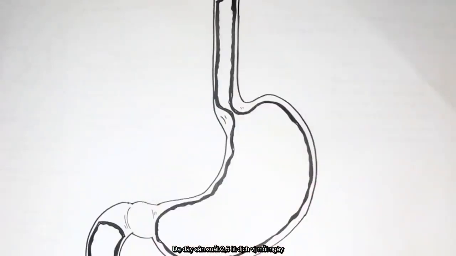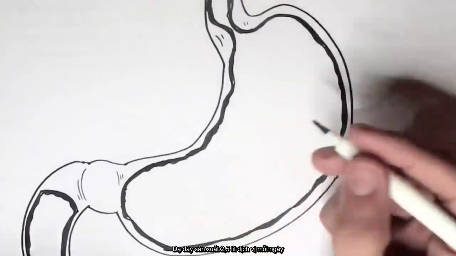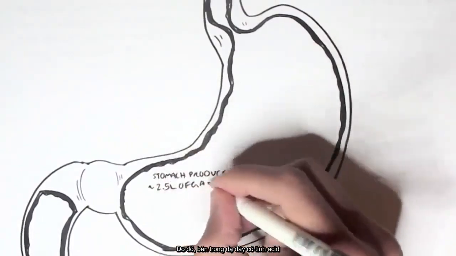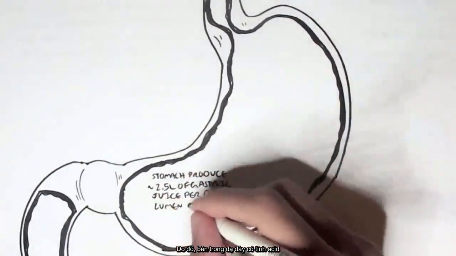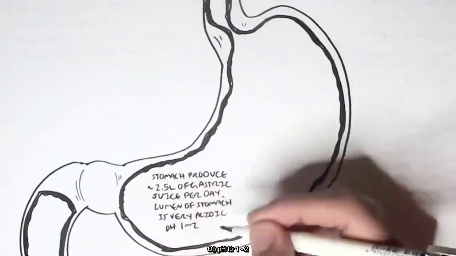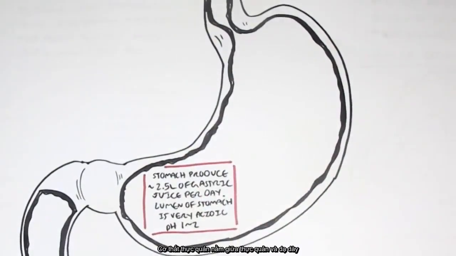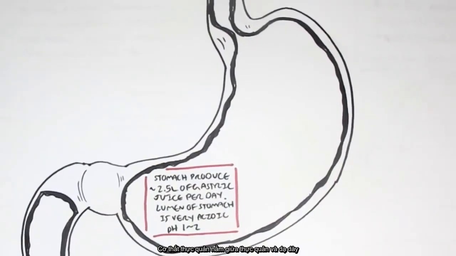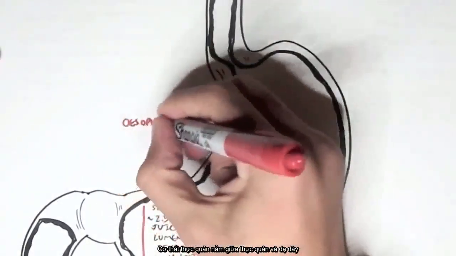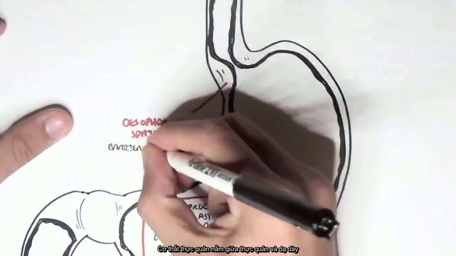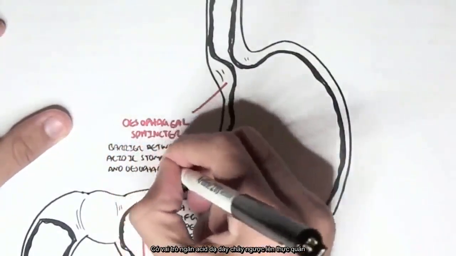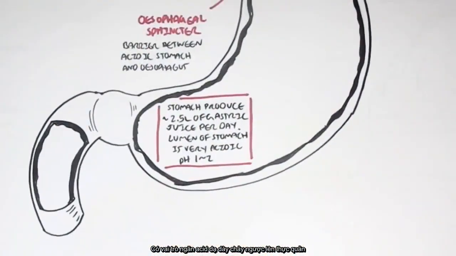The stomach produces 2.5 liters of gastric juice per day. Because of this, the lumen of the stomach, the inside of the stomach, is very acidic, about a pH between 1 and 2. The esophageal sphincter is a barrier between the acidic stomach and the esophagus to prevent the acid from going back towards the esophagus.